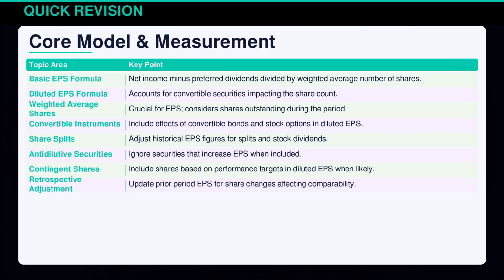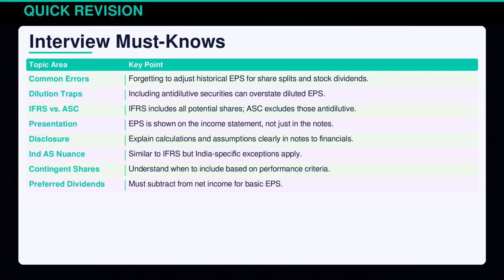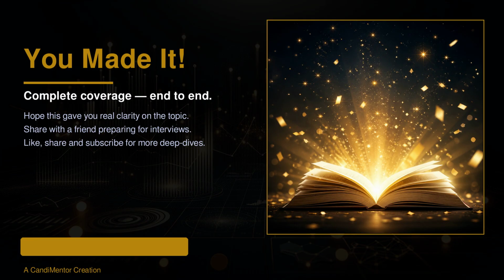Adjust prior periods for comparability. Key interview points: adjust EPS for splits. Avoid anti-dilutive traps. International Financial Reporting Standards versus ASC nuances matter. EPS presentation goes beyond notes. Clear disclosure of calculations is critical. Know when contingent shares count. Performance-based inclusions. That's your complete guide to this accounting standard.